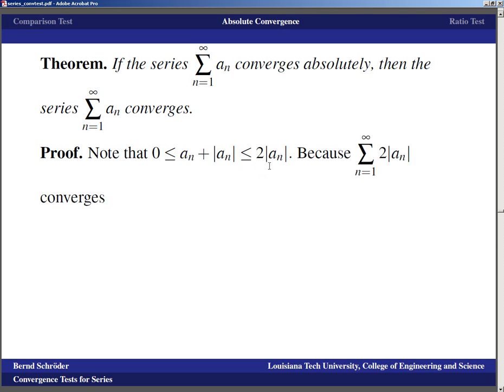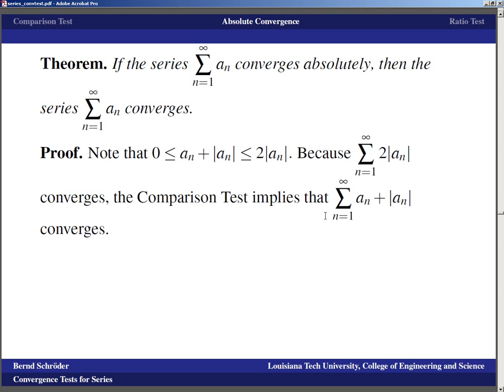And this is something where we can use the comparison test for, because we know the sum of the an converges absolutely, which means that the sum of the absolute value of an converges, which means that the sum of 2 times the absolute value of an converges also.